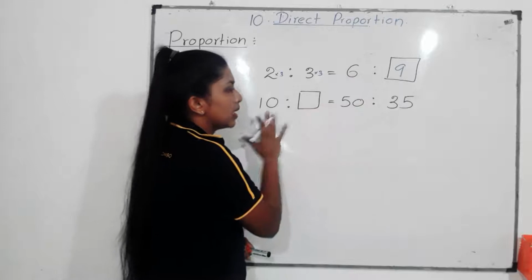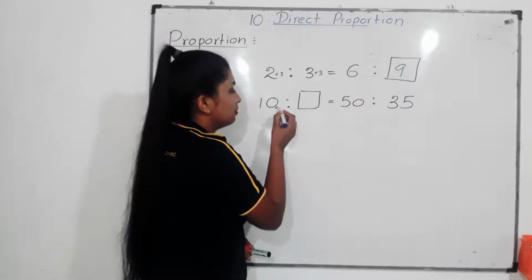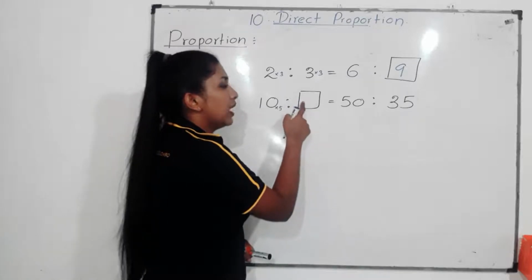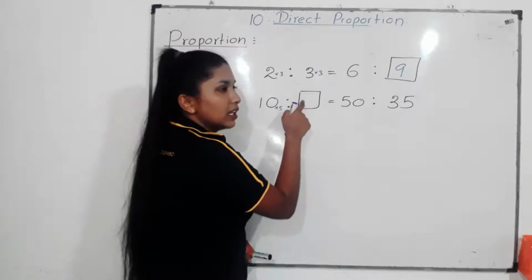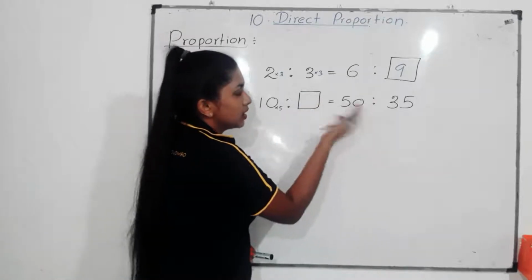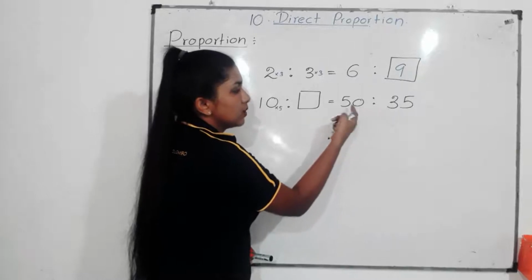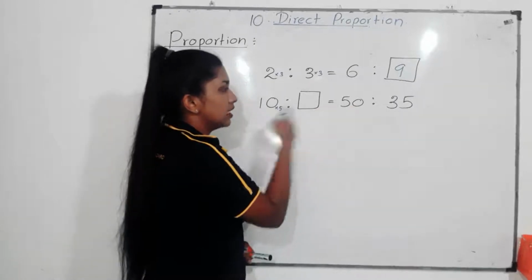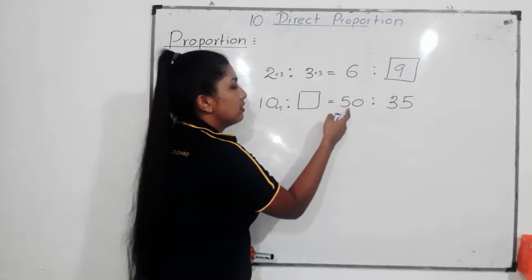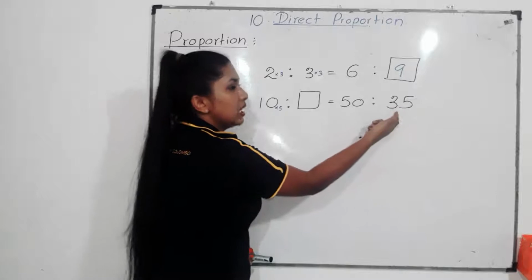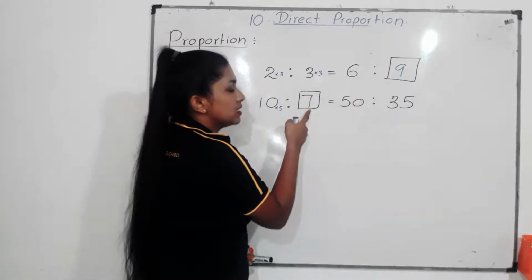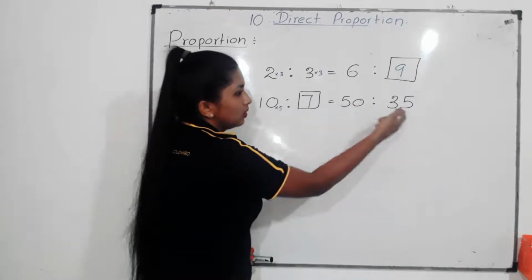In here 10 becomes 50. 10 is multiplied by 5. Then this quantity should be multiplied by 5. Then what is that quantity? We know it is 7. Or you can use the reverse process. By using the reverse process, 50 becomes 10, so you have to divide 50 by 5. 50 divided by 5 is 10, then 35 divided by 5 is 7. 10 to 7 is equal to 50 to 35.